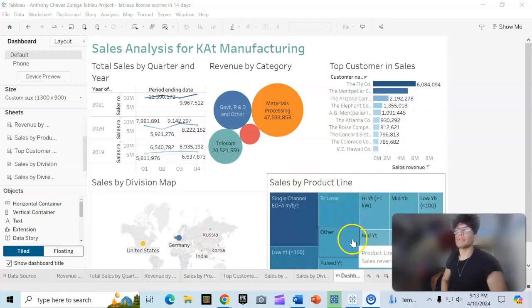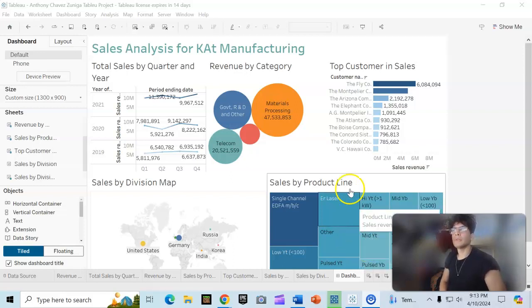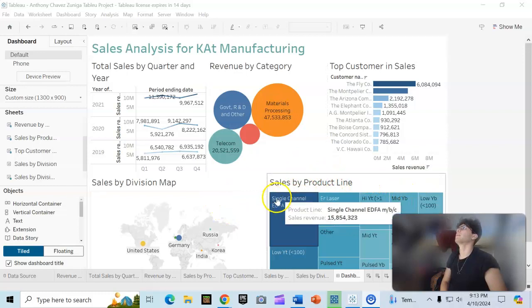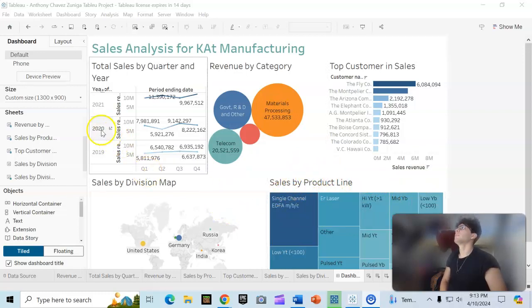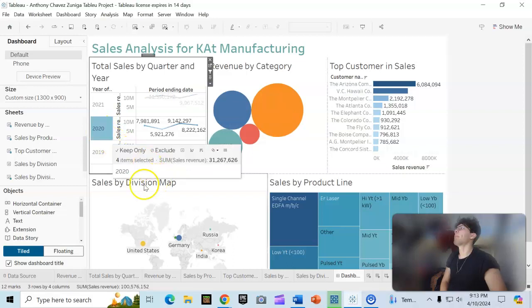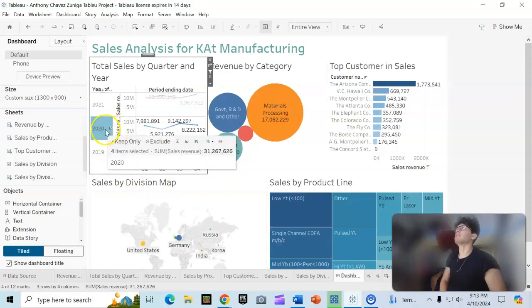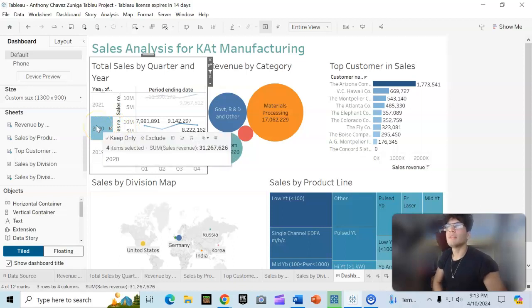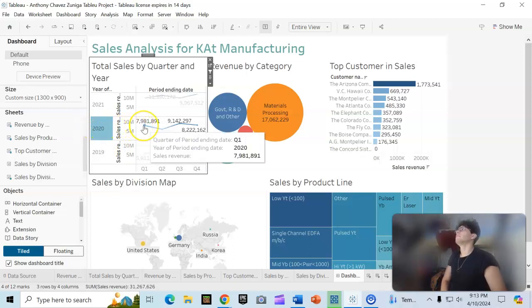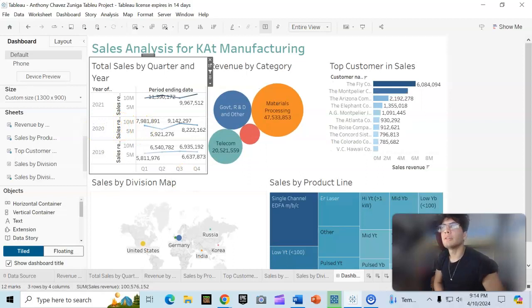Now I will be answering the questions. The first question is, what was the total sales revenue for the first quarter of 2020? In order to do that, we click on 2020 and we have the filter on, correct? And then to find the quarter, we just follow. This is the first quarter, and the total sales revenue for it is $7,981,891.